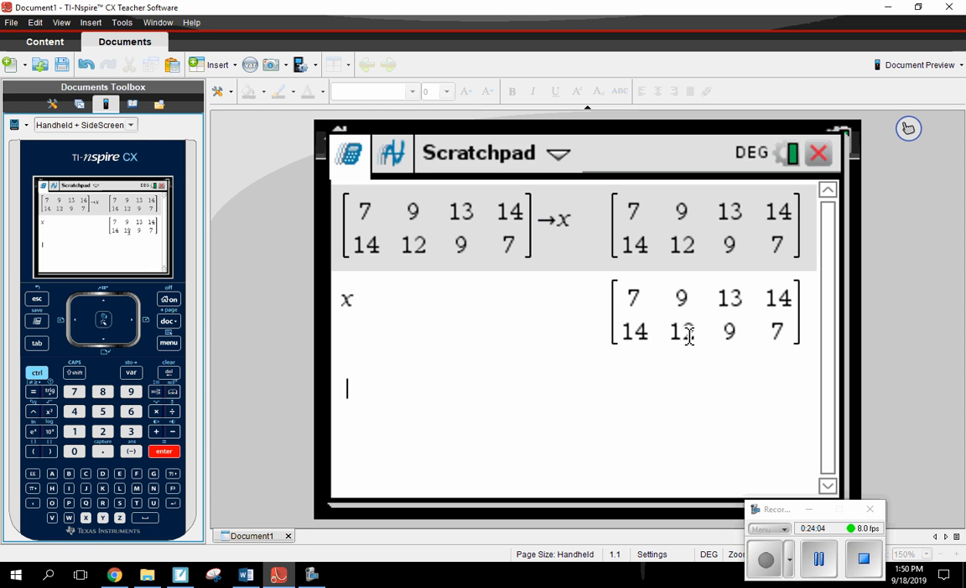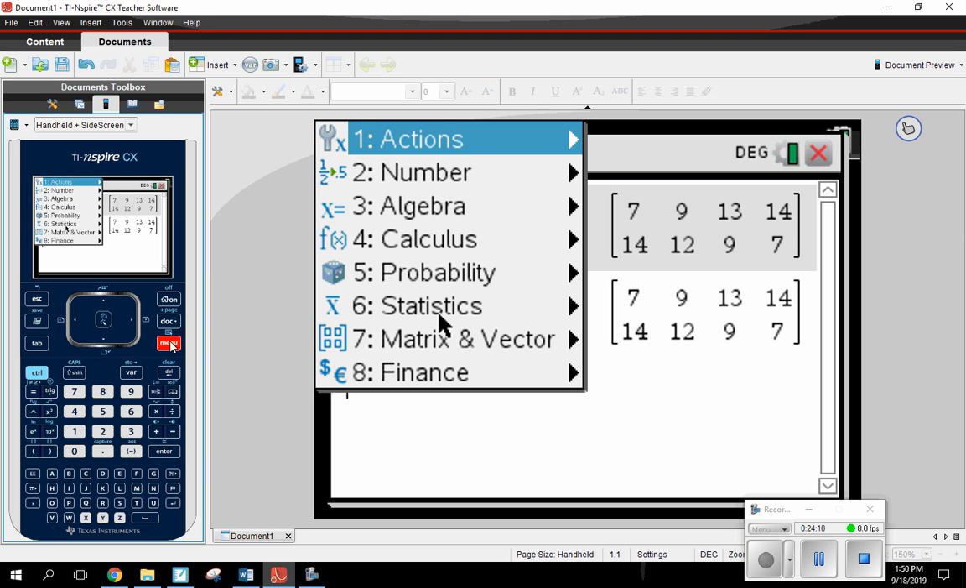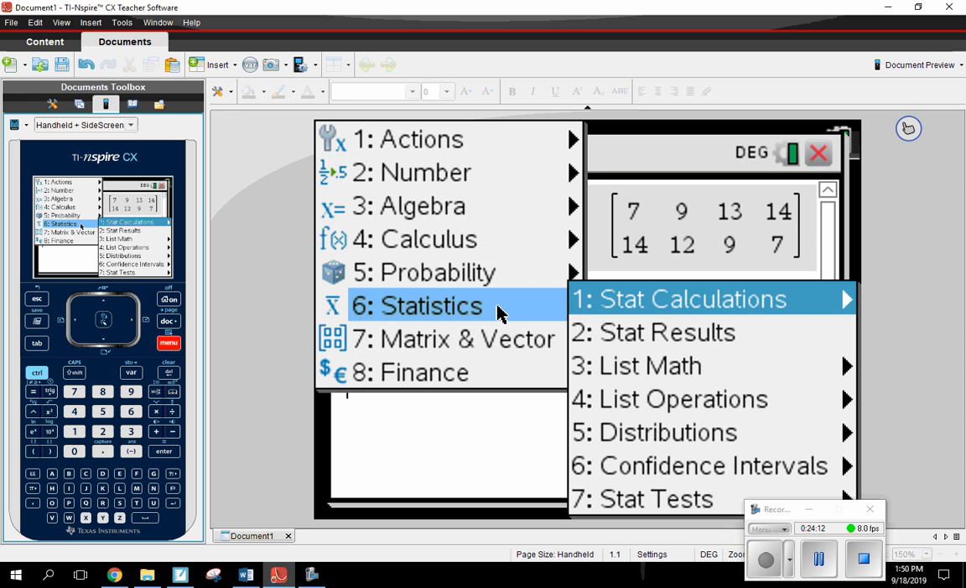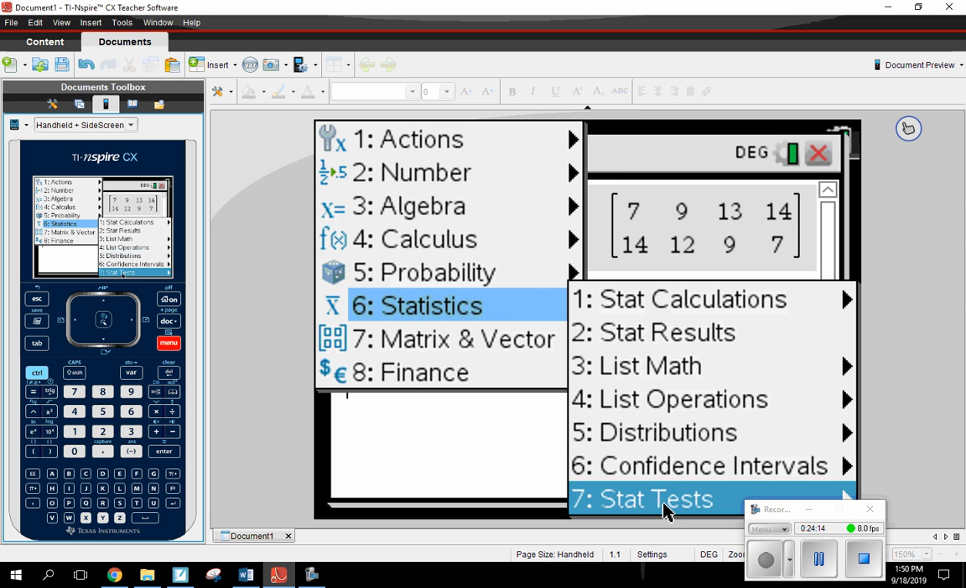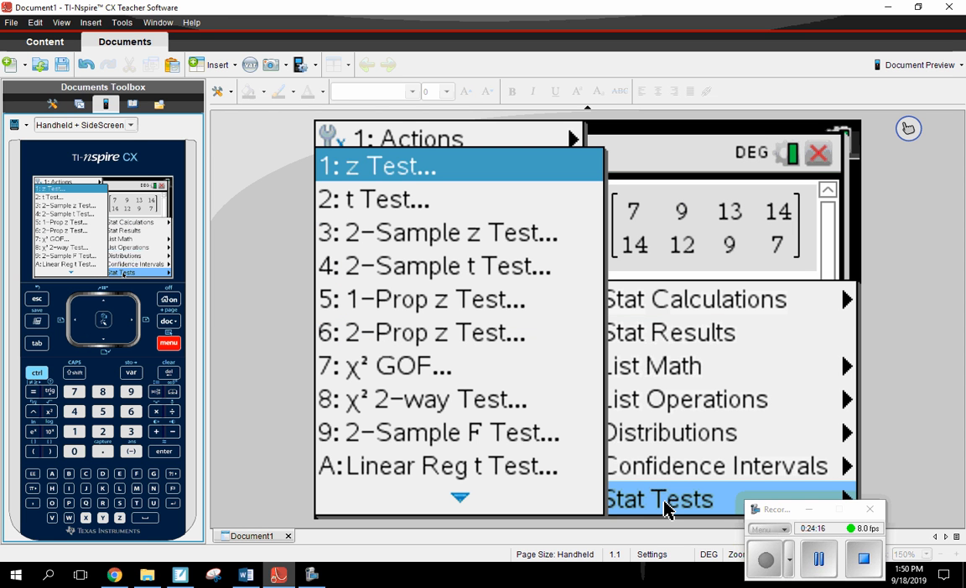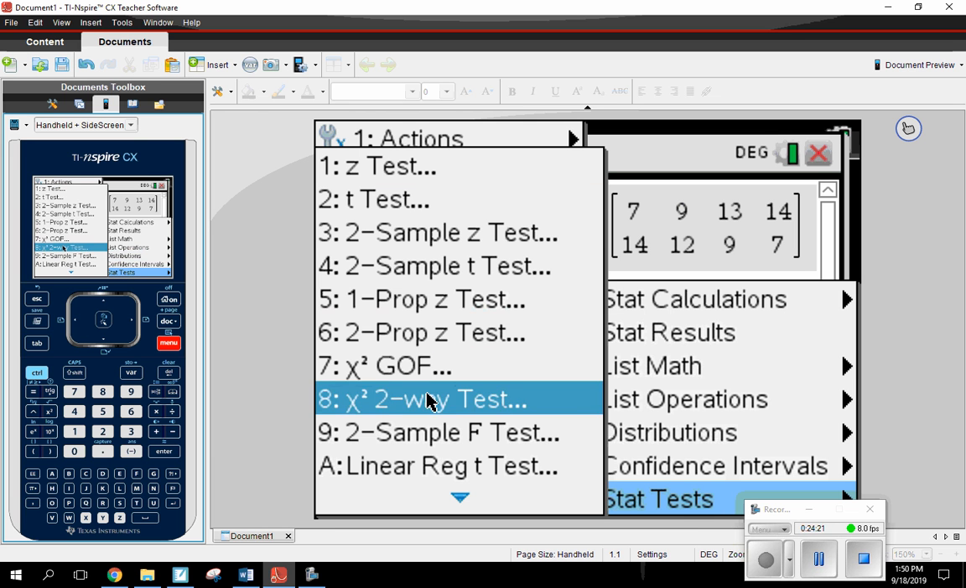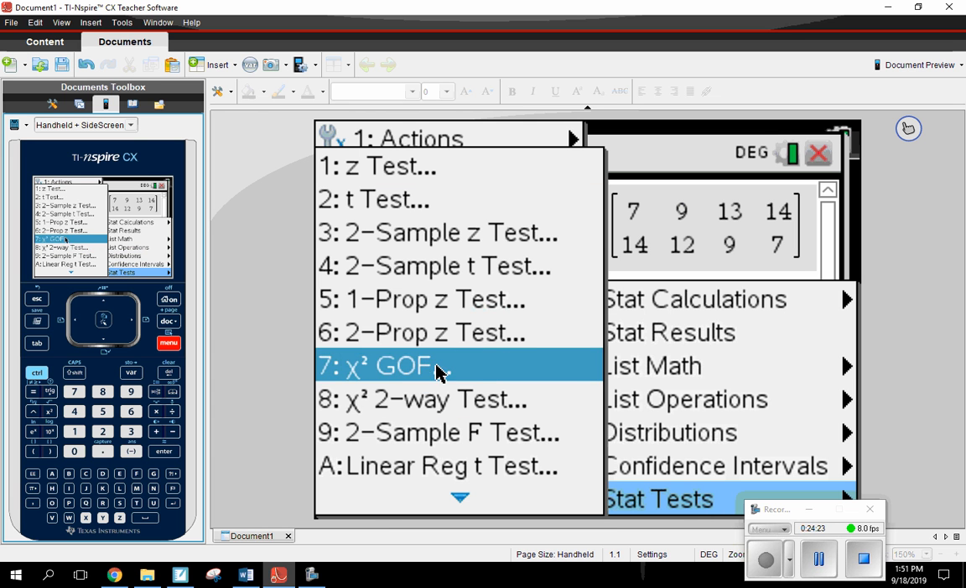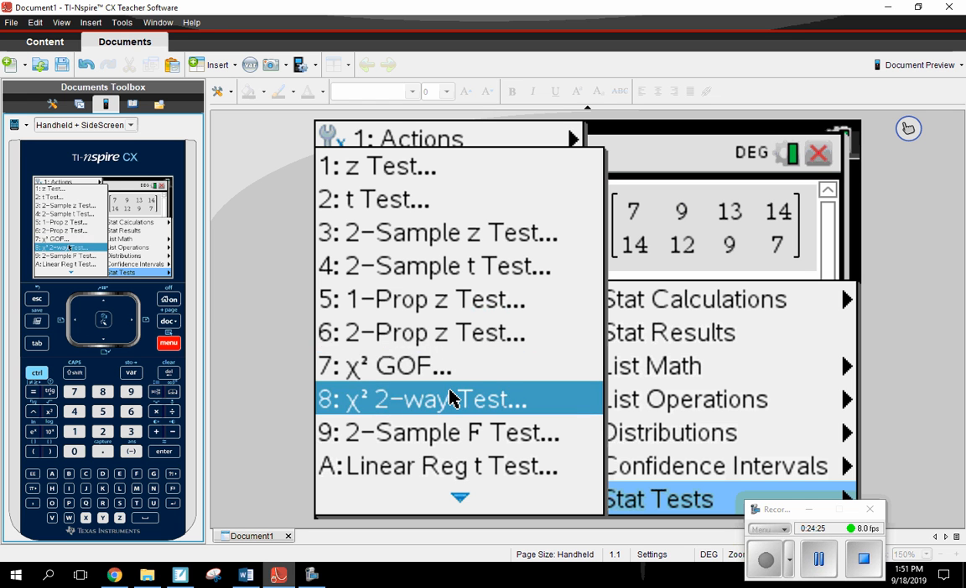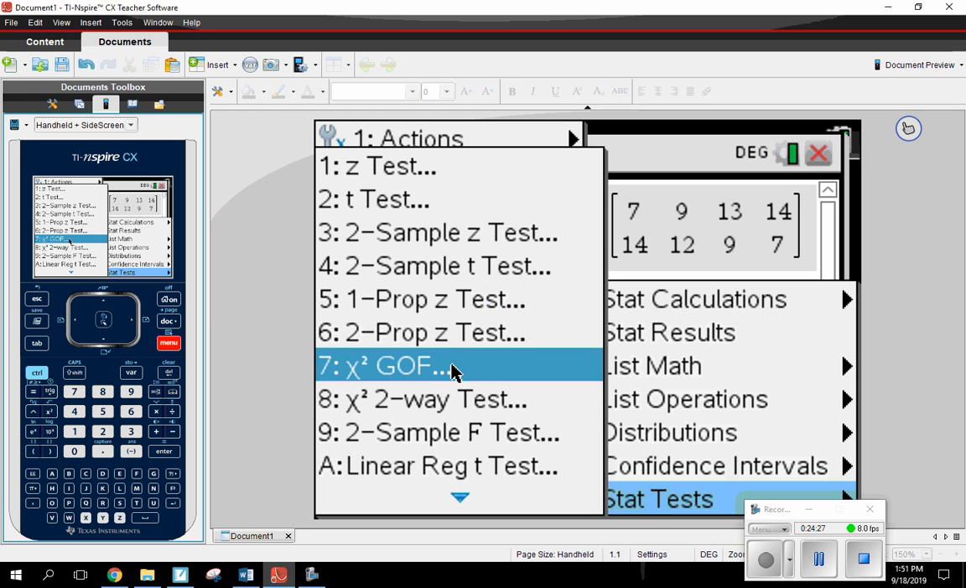All you've got to do now is just follow the keystrokes. Everything is going to be taken care of for you. I'm going to hit Menu. We're going to go to Statistics. We're going to go all the way down to Stat Tests, because remember, this is a test for independence. Now, there are two chi-squared tests here. Which one do you think we want? Which one sounds more familiar?